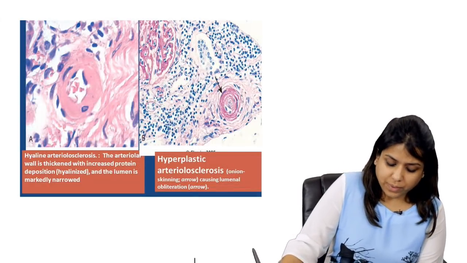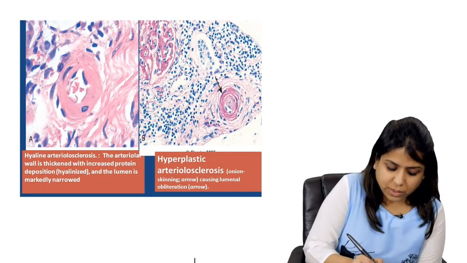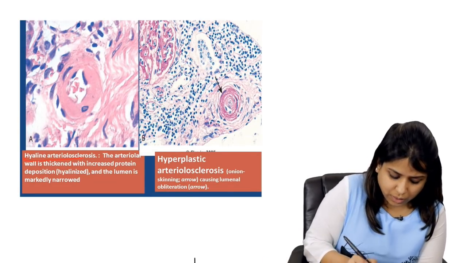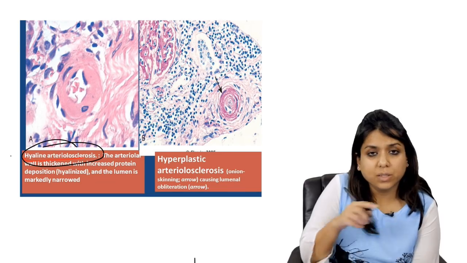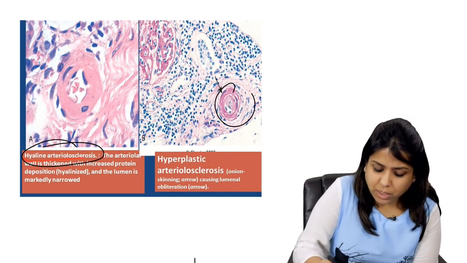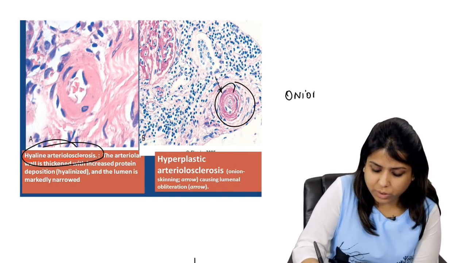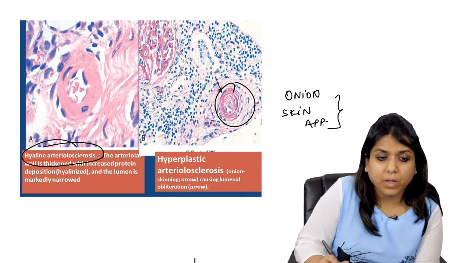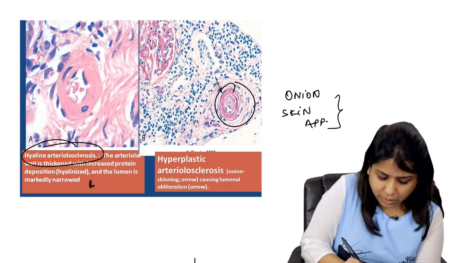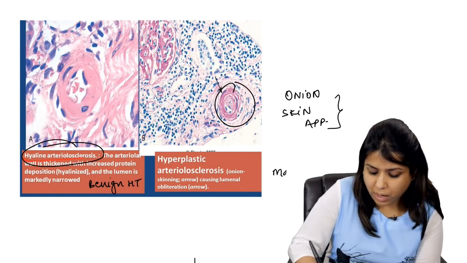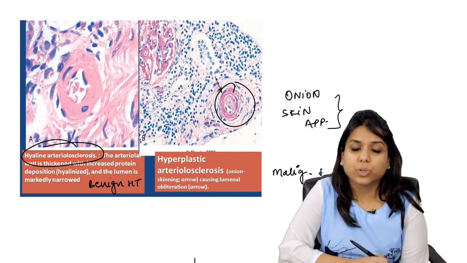Okay, this is a blood vessel. There are a lot of RBCs. This is hyaline arteriosclerosis, pinkish material. This is hyperplastic arteriosclerosis showing onion skin appearance. Hyaline arteriosclerosis is seen in benign hypertension, whereas hyperplastic arteriosclerosis is seen in malignant hypertension, right?